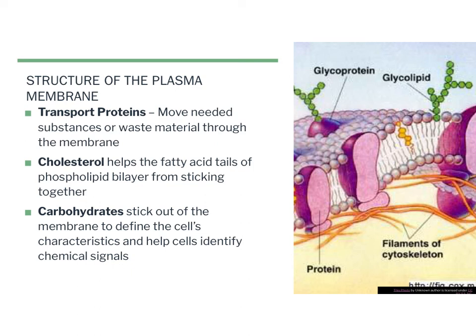And then finally, the plasma membrane has carbohydrates throughout. This is a carbohydrate. They stick out of the plasma membrane, and they help cells identify chemical signals. For example, they might help a disease-fighting cell recognize and attack a potentially harmful cell, like a pathogen or a bacteria.